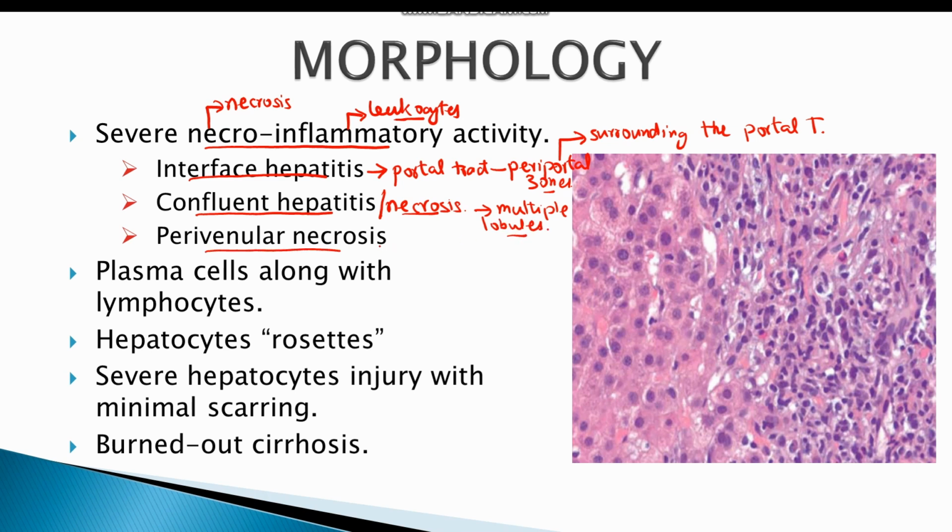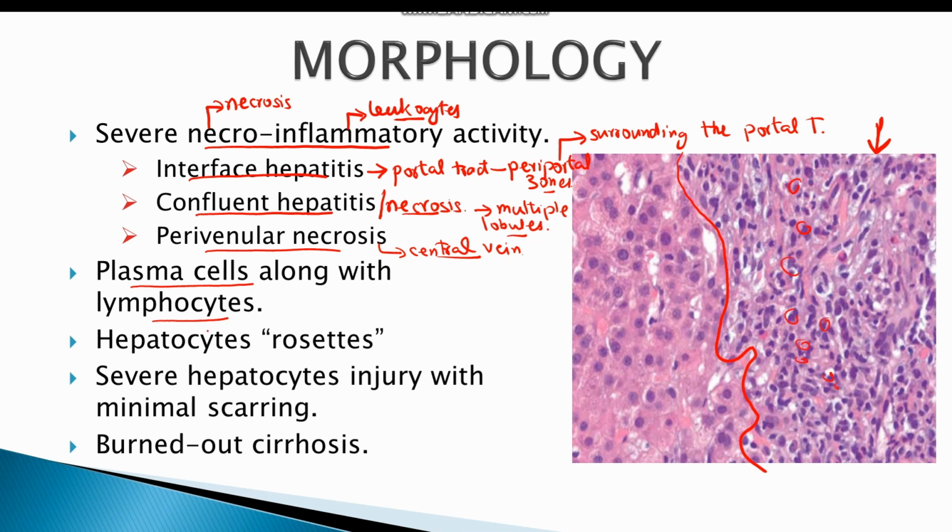Perivenular necrosis means necrosis around the central vein. The histological picture is taken from Robbins textbook and it denotes interface hepatitis. Moreover, there are plasma cells also present along with the lymphocytes. So as you can see here, these are the plasma cells which are in excess.